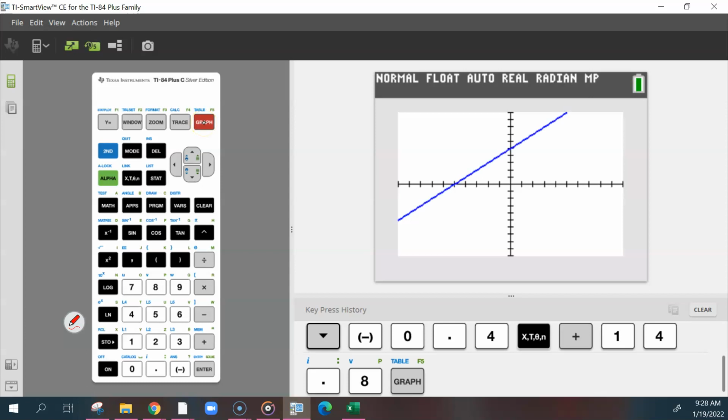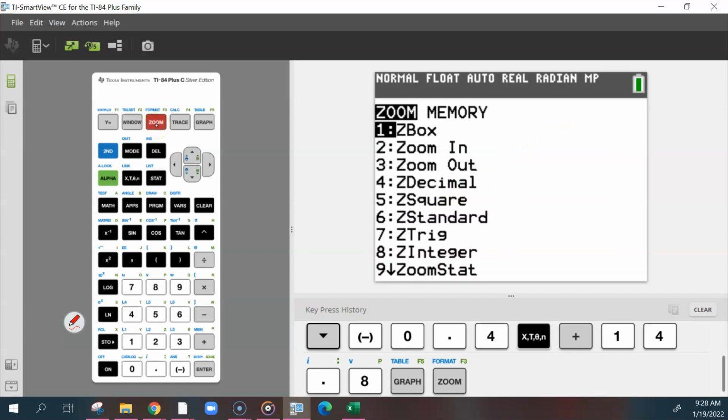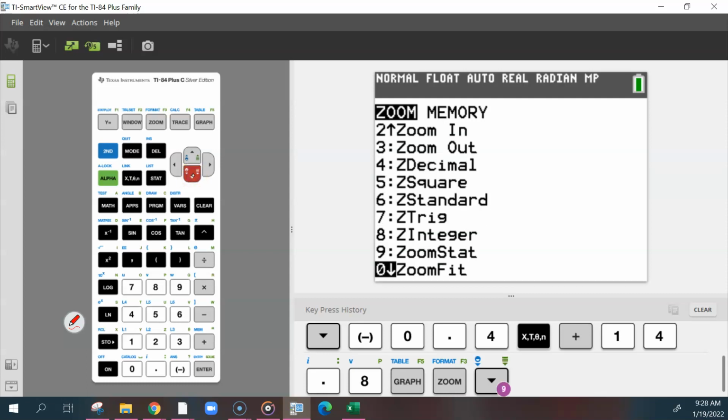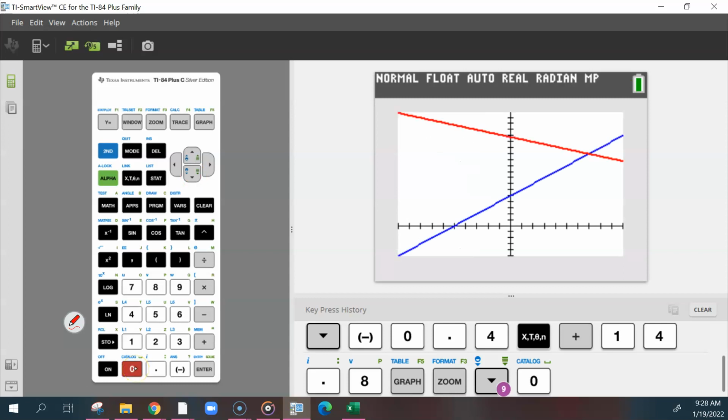Right now, it can't be, so we're going to need to zoom out. So zoom, you can do one of two things. You can either zoom out, or you can zoom fit. I always do zoom fit, because usually that works. Zoom out also works, you may just need to do it a couple times.